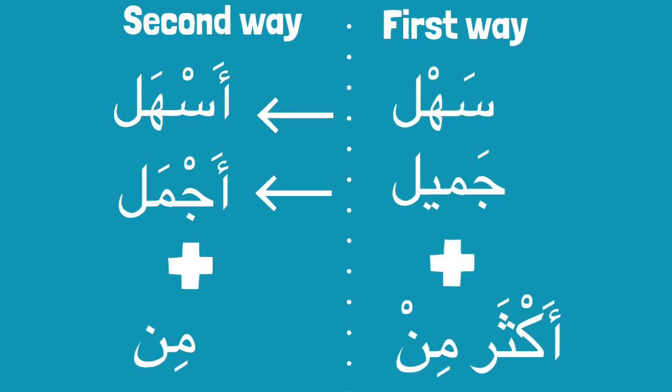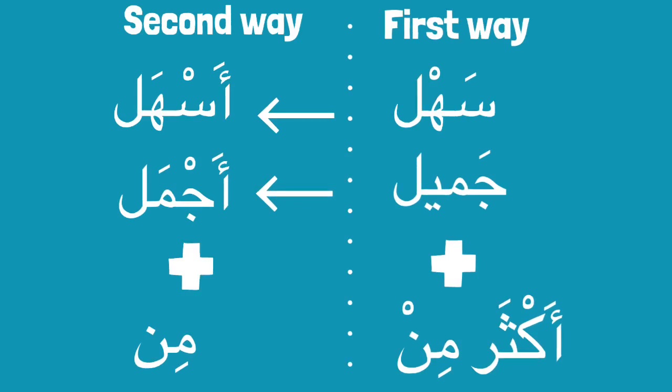Now let's move on to the second way. The second way is just changing the word, changing the adjective itself, and adding min or than. So imagine, for example, in English, saying this is easy more than this, and this is easier than this. It's the same here in the first and the second example. Both ways are right. This one is just adding more than after the adjective, and in the second one we are changing the adjective itself.